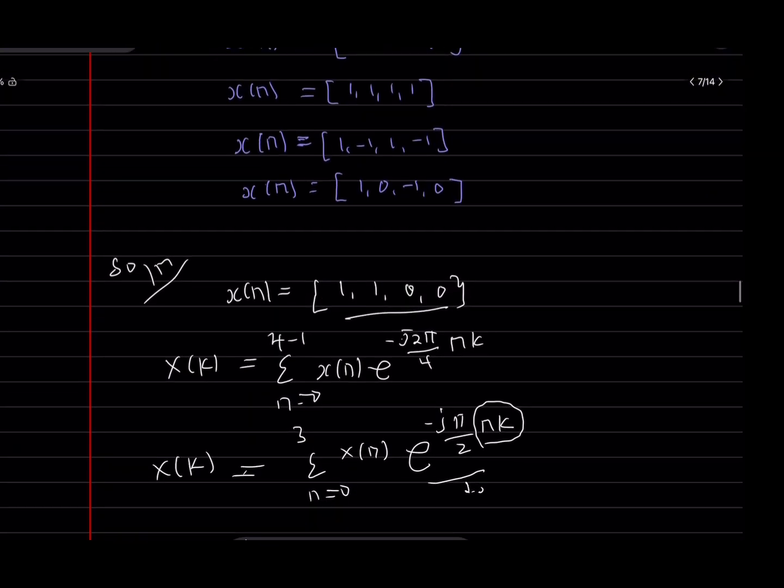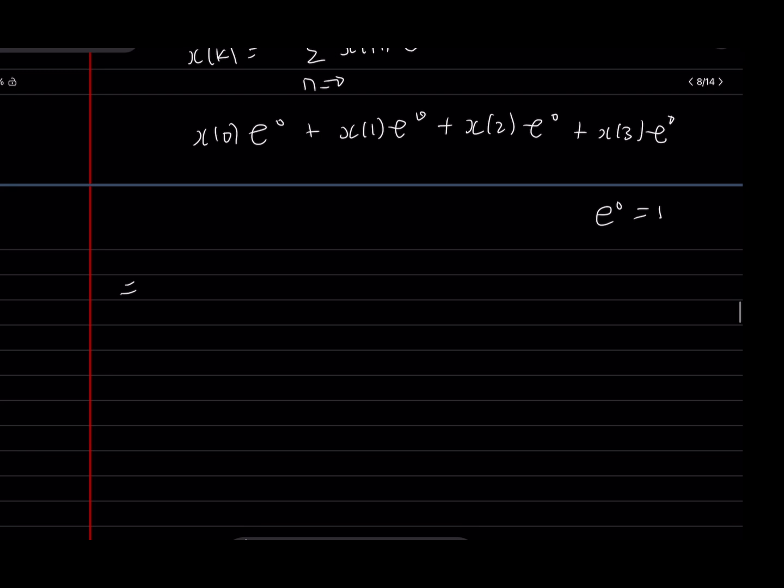Looking at the sequence 1, 1, 0, 0, X of 0 is 1 multiplied by 1 plus 1 multiplied by 1 plus 0 multiplied by 1 plus 0 multiplied by 1. So here we are going to get 1 plus 1 plus 0 plus 0, which is equal to 2.